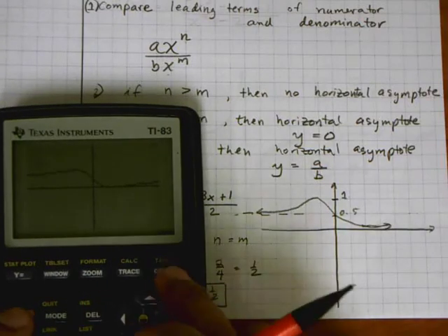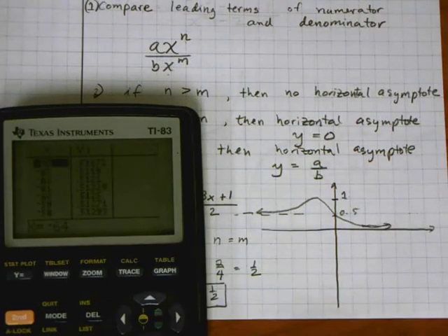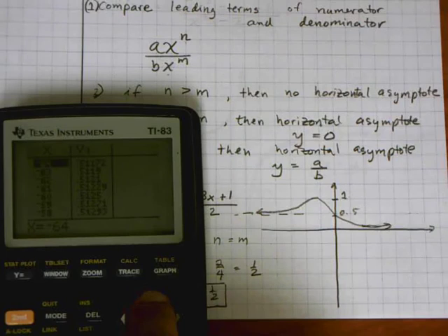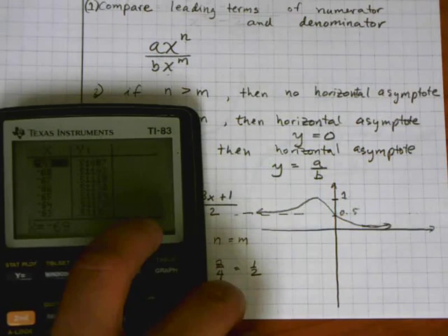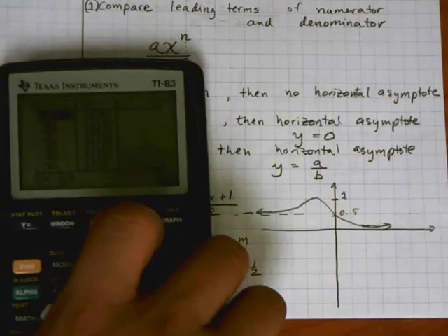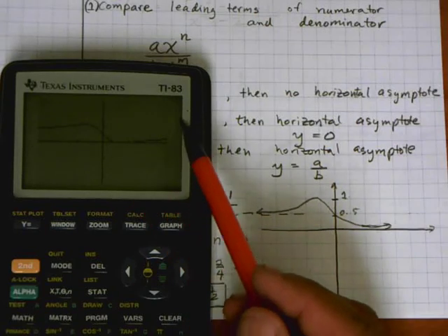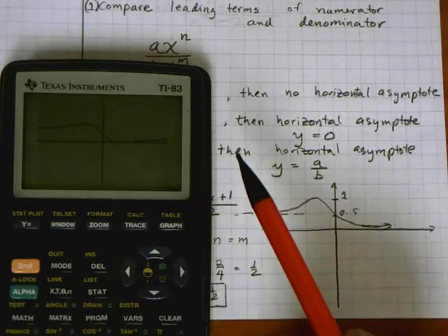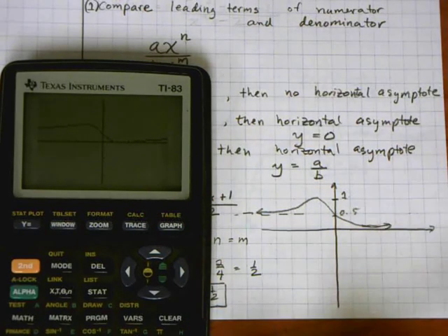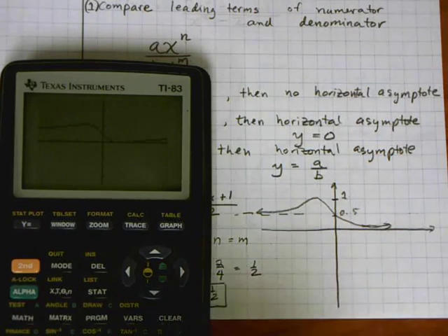I'm going to go into my table, and you can see that as the x values get closer and closer to negative infinity, the y values get closer and closer to 1/2. If I go towards the right side here, you can see that the graph actually bounces up. But that's okay. Remember the definition of a horizontal asymptote, it doesn't have to be like that on both sides. It just needs to approach a number as I go towards negative infinity or positive infinity. It doesn't have to be both.